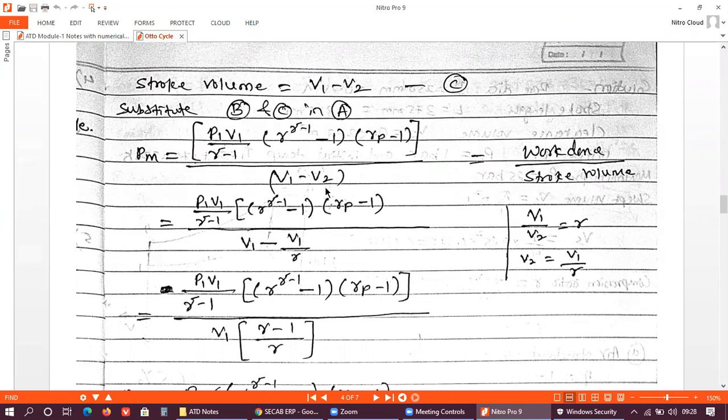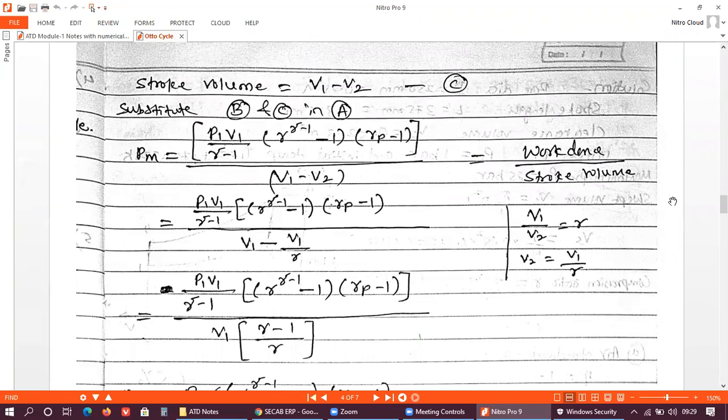Along with that, take one more relation here: v2 is replaced by v1 by r. So v1 by v2 is equal to r, that is the compression ratio. So try to express the expression in terms of v1. Here the denominator part is v1 minus v1 by r, whereas the numerator part is the same as it is.